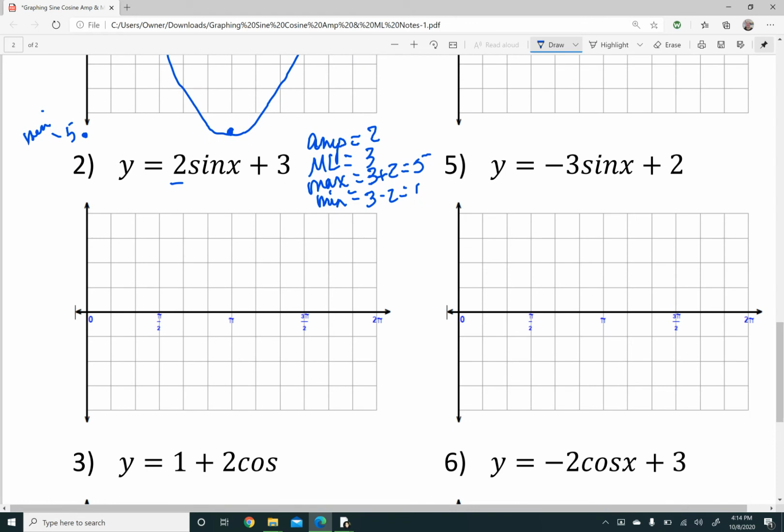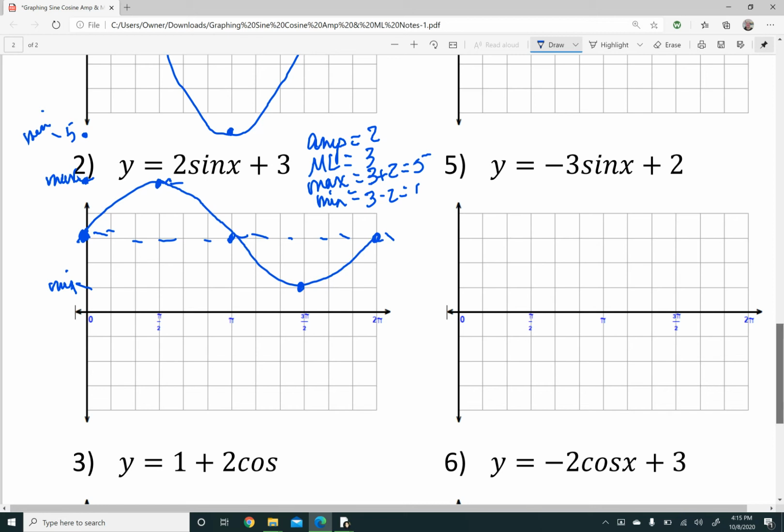Okay. So my midline is 1, 2, 3. My max is at 5 up here, right? My min is here. It's a sine graph, so base, midline, max, midline, min, midline. So connect the dots because that's the sine curve.